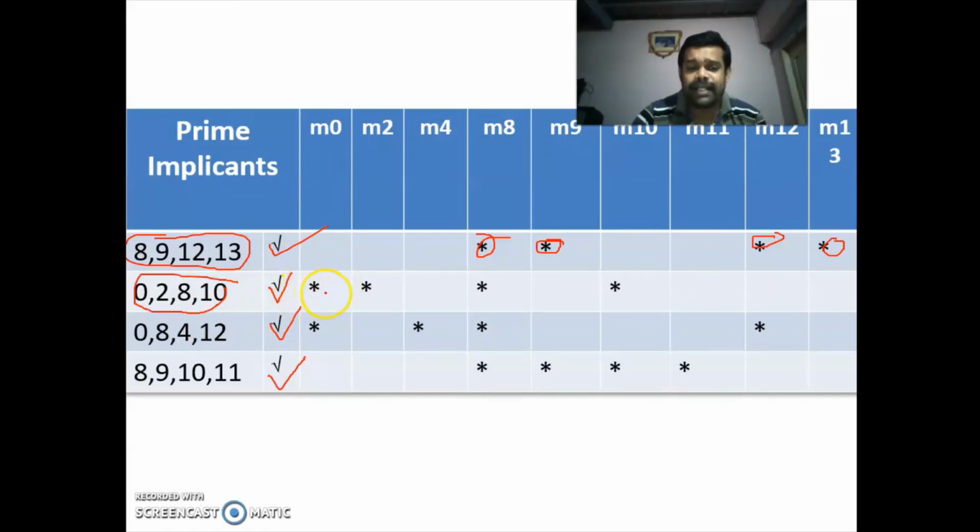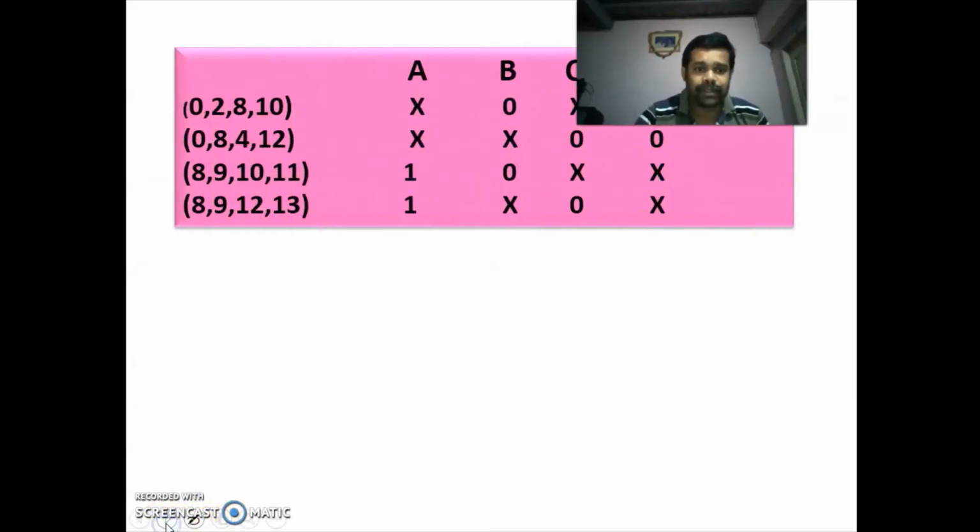If you have a single star in a particular column, if you consider the second column, here it has only 1 star, so you put a tick mark. Similarly in this column you have only 1 star, so you put a tick mark. So in this problem all these prime implicants get ticked. So these are the minimum prime implicants.